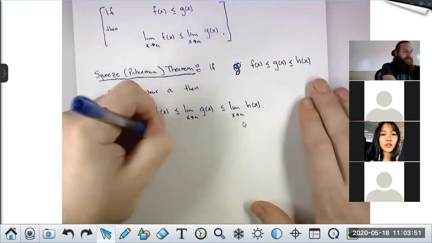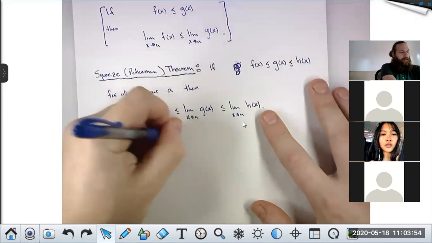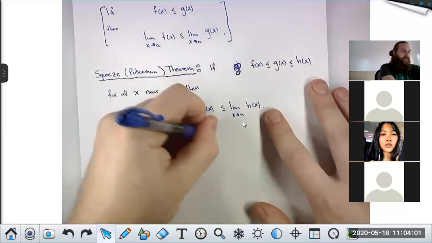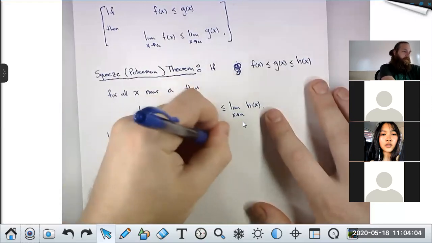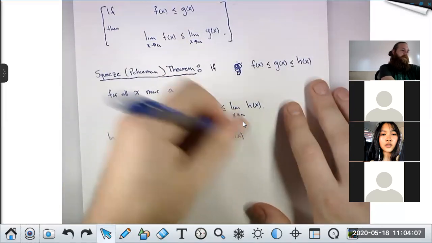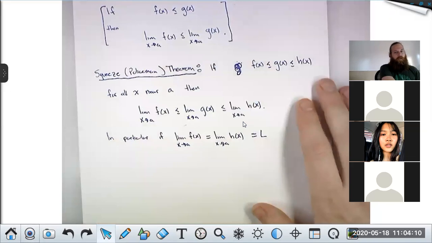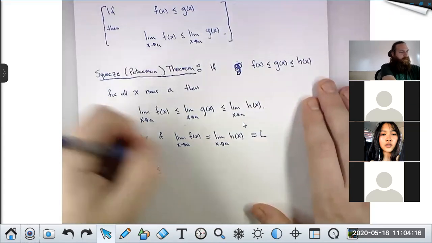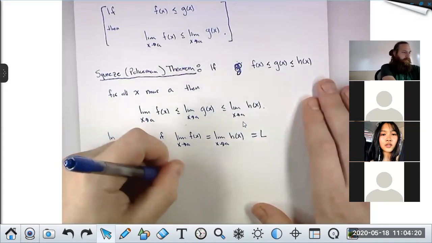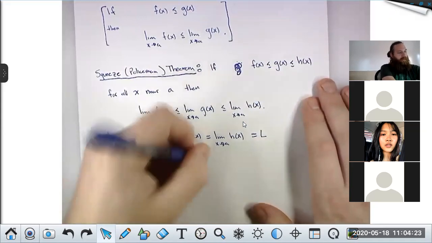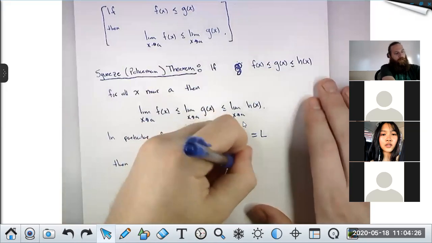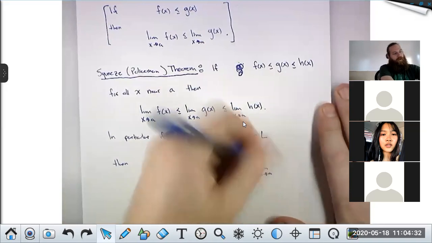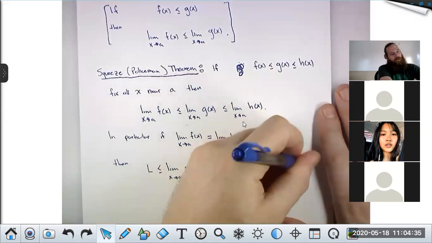But in particular, if the two outside limits are the same, if the limit as x approaches a of the left function f of x is equal to the limit as x approaches a of h of x, say they're both equal to some number L, then L is less than or equal to the limit as x approaches a of g of x is less than or equal to L, which can only be true if the limit as x approaches a of g of x is equal to L.